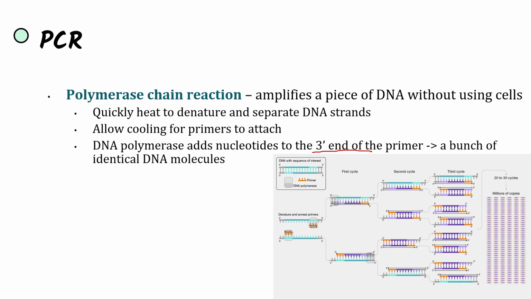So if you look here, here's our DNA with the sequence of interest. It's heated up and denatured, then primer attaches, does base pairing, and now we have, after the first cycle, a replicated piece of DNA. Then this same thing can be repeated. We have heating, we have cooling, and then we have DNA polymerase adding nucleotides. So after the second cycle, we have 4 copies of this DNA sequence of interest, and so forth and so forth. After 20 to 30 cycles, we can have millions of copies by performing PCR.